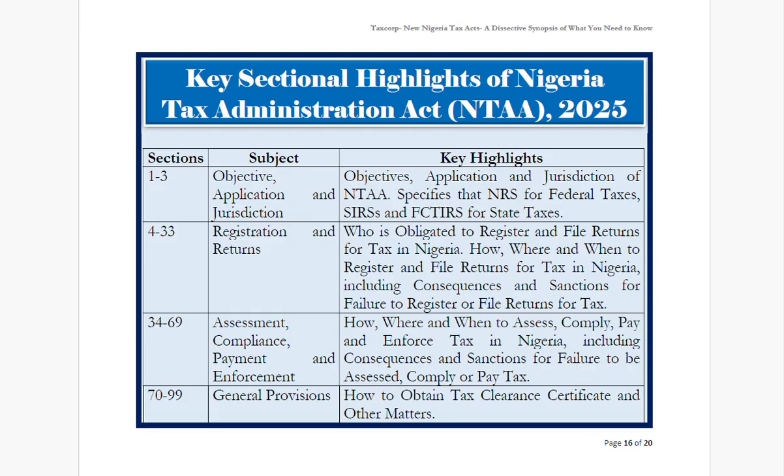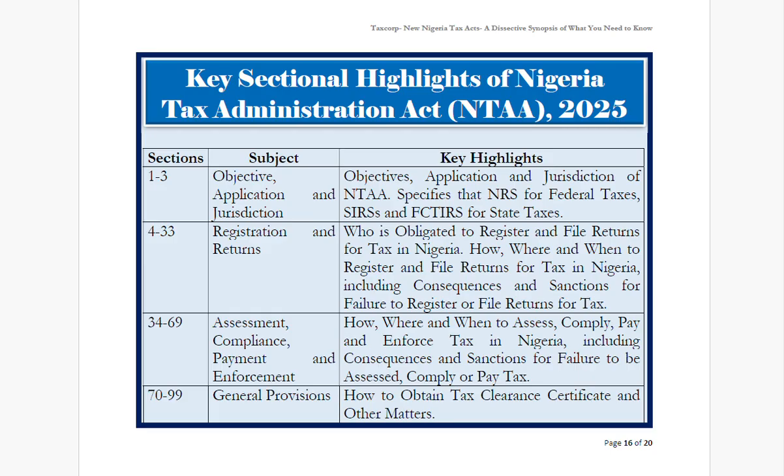Sections 4 to 33 deal with registration and returns. Who is obligated to register and file returns for tax in Nigeria? How, where, and when to register and file returns for tax in Nigeria, including consequences and sanctions for failure to register or file returns for tax. That is what this band of sections deals with.